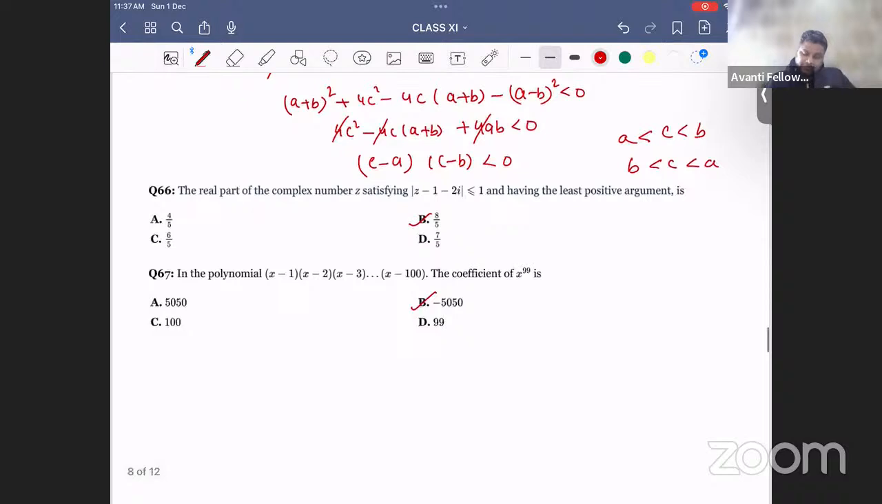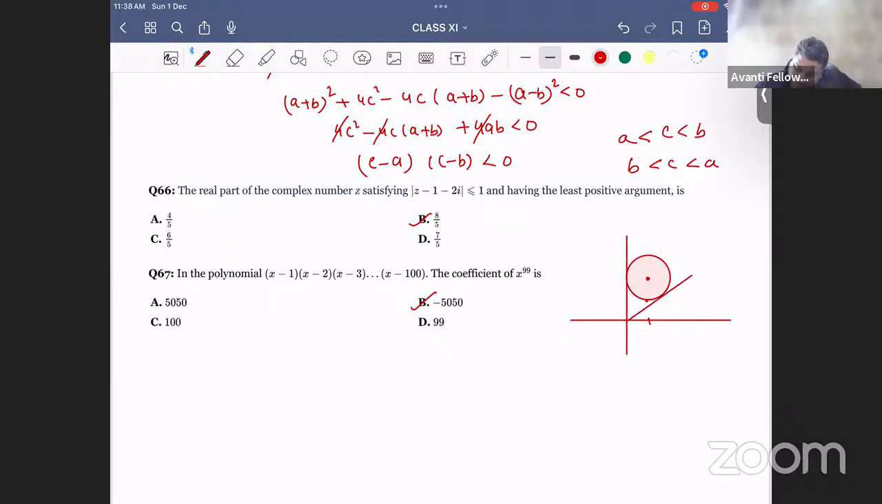Now, the real part of the complex number satisfying this and having the least positive argument. See, this is a circle having center as 1, 2 and radius as 1. So something like this. Got it?